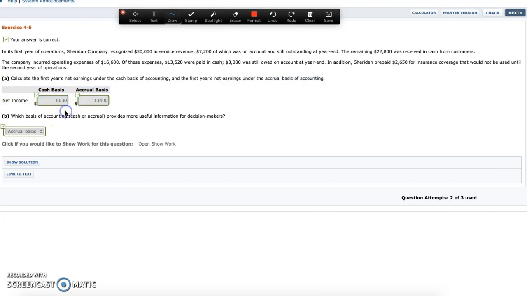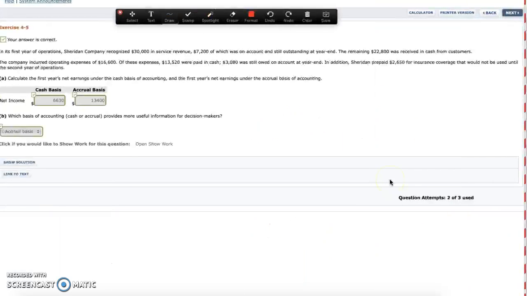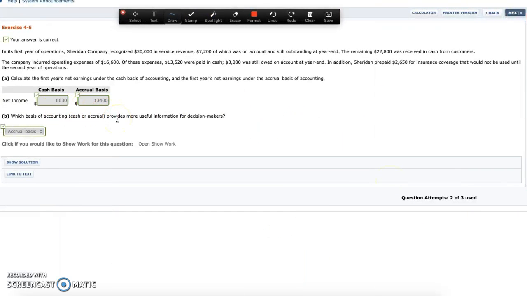Then we do the same thing with our accrual accounting, but in this case, because the prepaid insurance is not accounted for yet since we've not used it, we do not include it. We use the full revenues and full expenses because they were incurred this year. We just take the revenue, subtract the expenses, and that gives us 13,400. And so then we've got those two things.